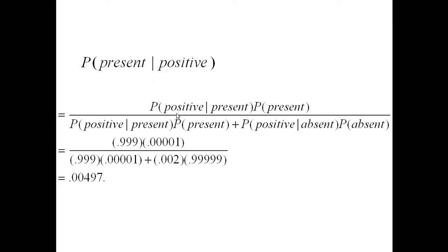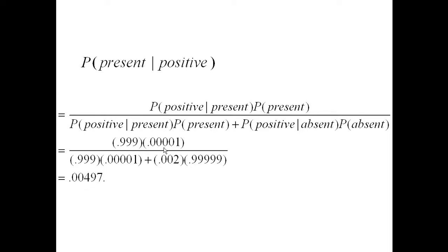Let's go on now. I got rid of the HIV equals present given test equals positive because there's not room to write this, but that's what it means. The probability HIV is present given test equals positive equals the probability of positive given present times the probability of present, divided by this quantity again, plus the probability of positive given absent times the probability of absent. These are the numbers from the previous display.